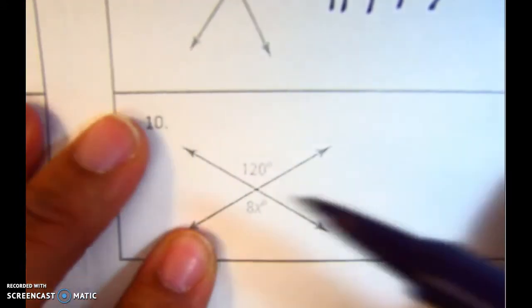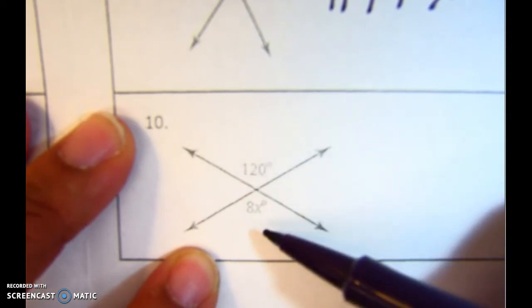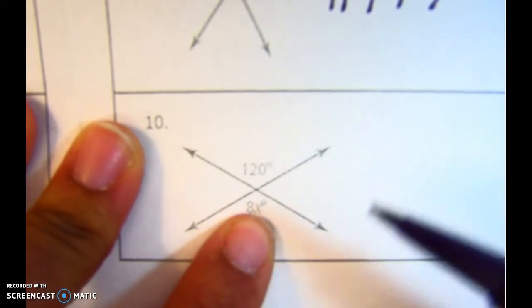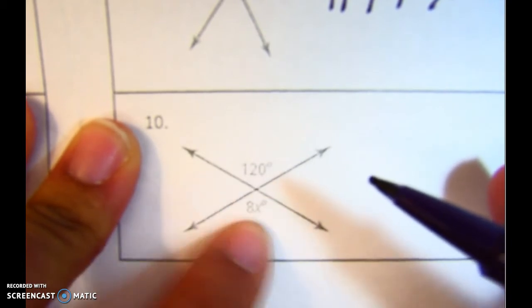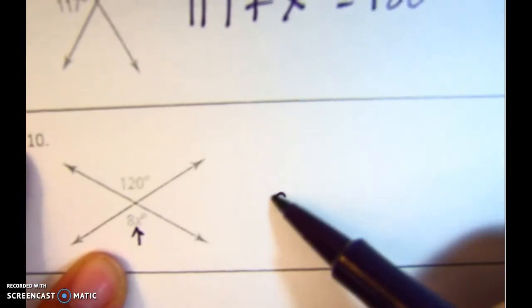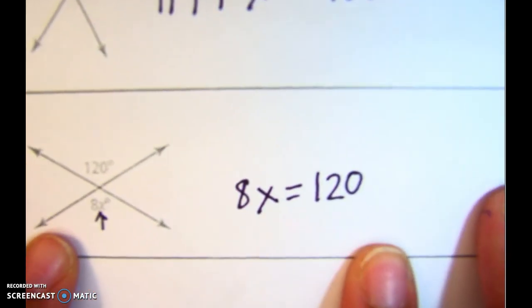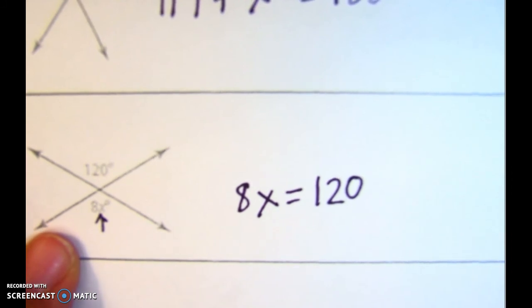And for this one, they are vertical because they're opposite each other on intersecting lines. So I know that this is going to equal 120. I'm not asking you what this angle is. We know it's 120. I need to know what x is. So 8x equals 120. You should be able to solve that one-step equation and find x. Do that and check yourself.